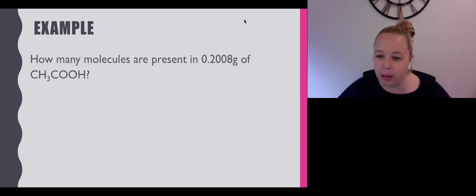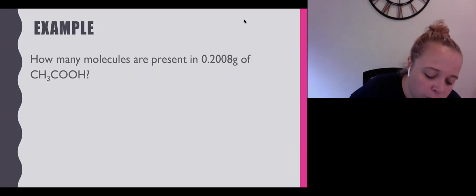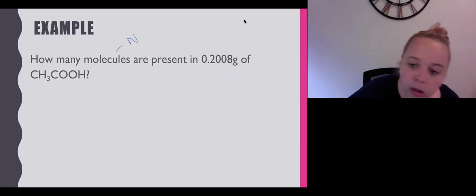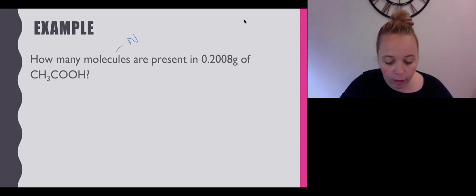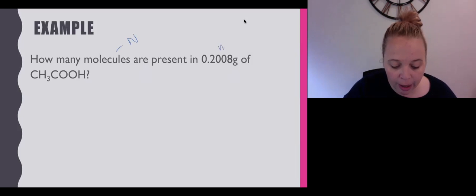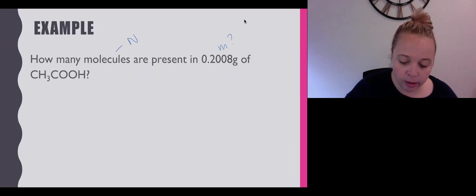Now we want to know how many molecules are present. So if we want to know how many molecules are present, we want to know the capital N. We've been given the mass. I'm going to do this in a different color to make it obvious. So the N is what we want to know. So that's the question mark.